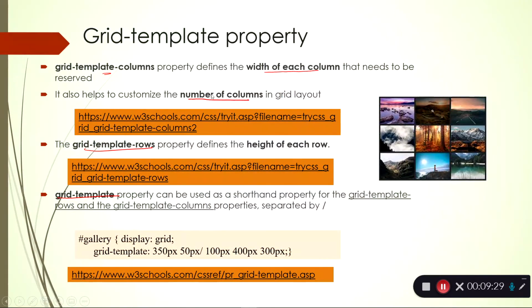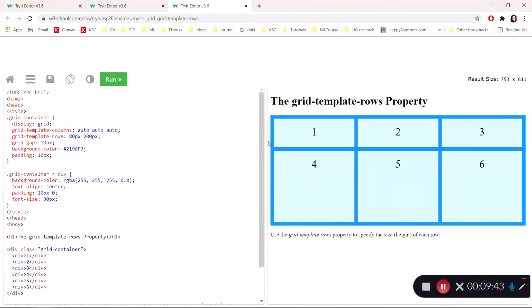So that is grid template column. The same thing applies for grid template row. Here we can customize the height of each row by using the grid template rows property. So let's see how it works. You can see here we have grid template rows. Here also we can customize the width and number.